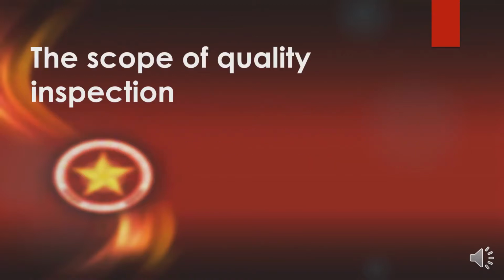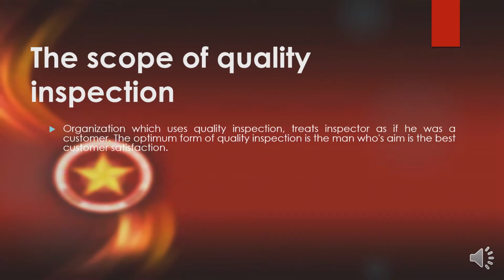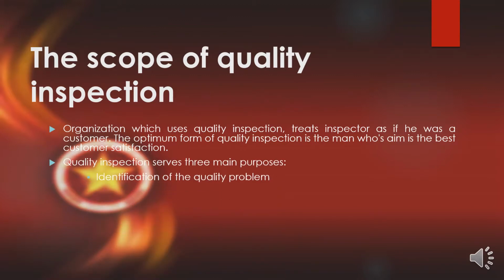The scope of quality inspections is, first, the organization which uses quality inspection treats the inspector as if he were the customer. The optimum form of quality inspection is a person who aims for the best customer satisfaction. Second, quality inspection serves three main purposes: identification of the quality problem, provision of information to managers, and elimination of the problem by managers.